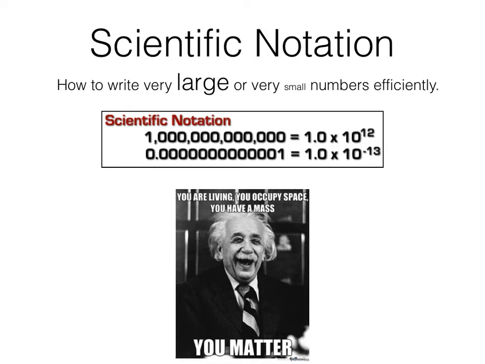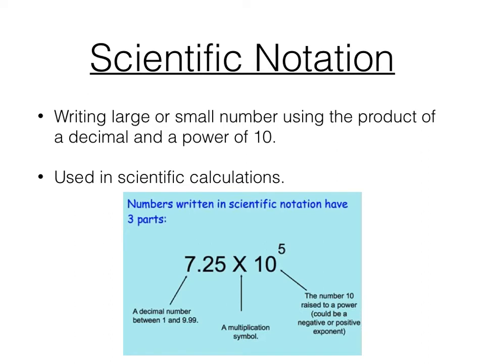But anyway, scientific notation, how to write very large or very small numbers efficiently. But first of all, writing a large or a small number using the product of a decimal and a power of 10. So product, remember, means multiplication. It's one of the only places you'll still see an X, but sometimes you'll see a dot for the multiplication with scientific notation.